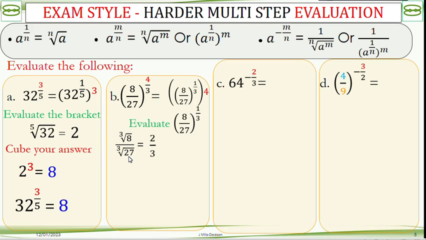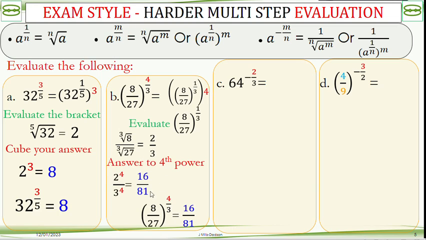That's what you have. Now we're going to raise 2 over 3 to the power 4. Work it out. We're going to get 16 over 81. So the whole of this question is equal to 16 over 81.